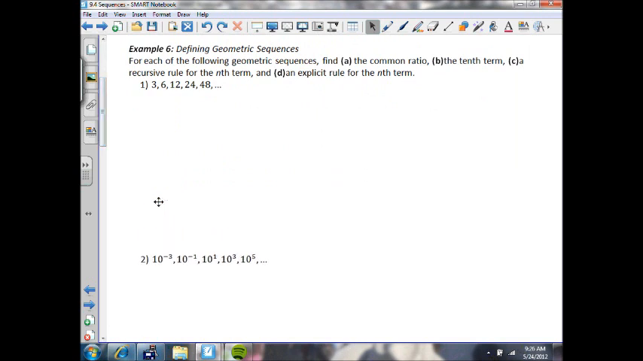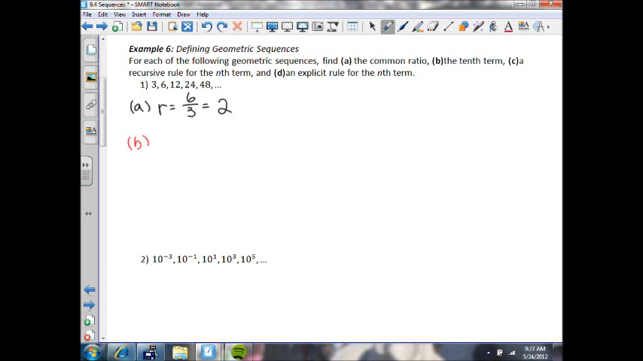Now, when we look at example 6, for each of the following geometric sequences, find the common ratio, the 10th term, the recursive rule for the nth term, and then an explicit rule for the nth term. It's going to be just the same as we did for arithmetic sequences. So for part A, our common ratio r will be 6 divided by 3, or 2. There is your common ratio.